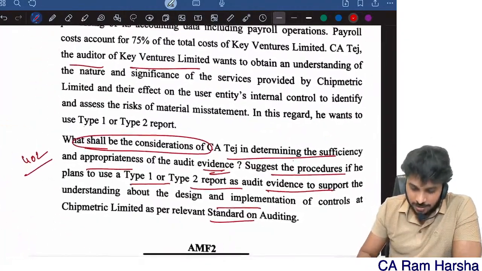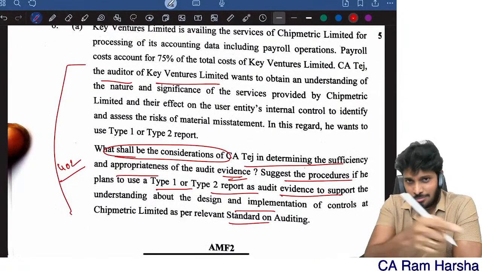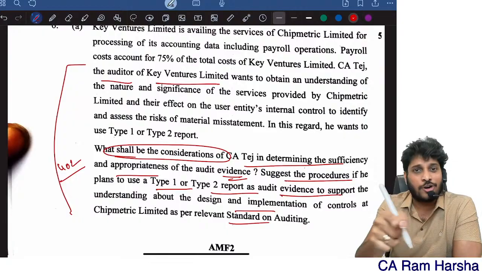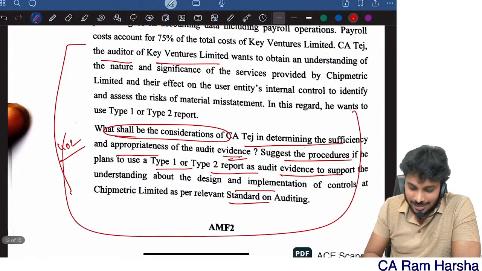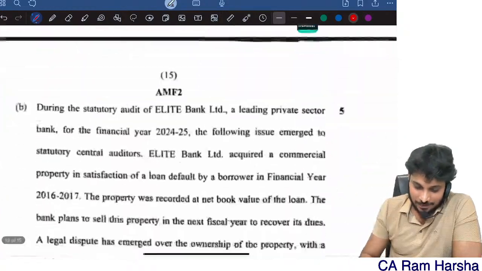Next. This is regarding 402. Just yesterday, I did the 402 revision. Inside that, I specifically highlighted this point also when I was revising. So, next.